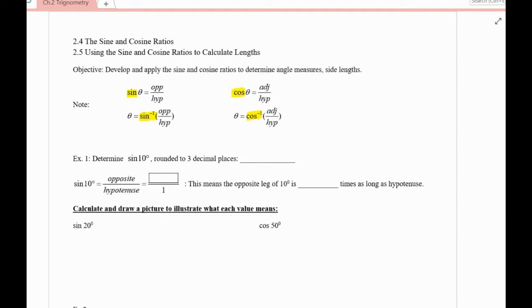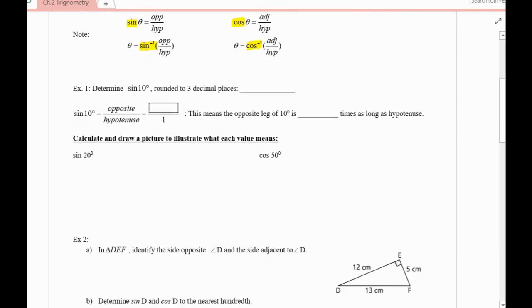When the angle measures are given, and you want to find the ratio, you use regular sine and cosine. And when you want to find the angles, you use inverse sine and cosine. Okay, so here, determine sine 10 degree. So the angle is given. So when angle is given, you use regular sine.